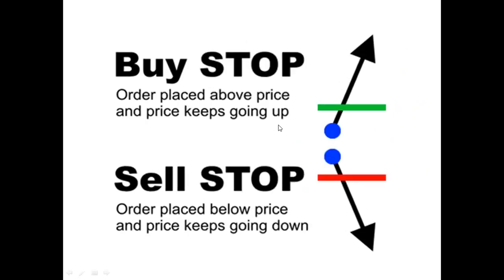The next one I want to talk about here is buy stop and sell stop. This is the second category of pending orders. Buy stop and then sell stop. I'm going to do the demonstration on the MT4 very soon, but let's get the explanation here. Now, buy stop, with the explanation here, says order placed above price and price keeps going up. Maybe you might not understand, but let me explain.